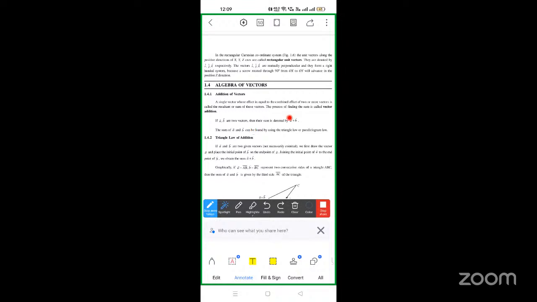The sum of vectors, the addition of vectors. If a, b are two vectors, the sum of two vectors is denoted by a bar plus b bar. So this is a bar plus b bar, and this is called addition of vectors. The direction of a should be equal to the direction of b; a should be along the xyz axes and b also along the xyz axes.